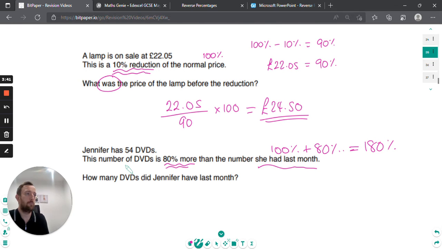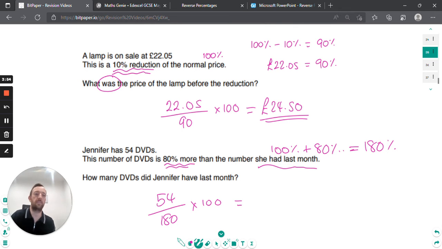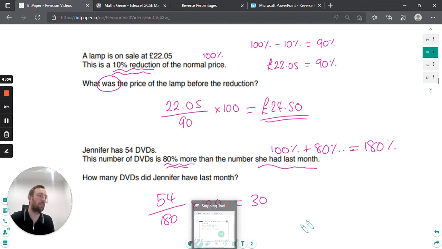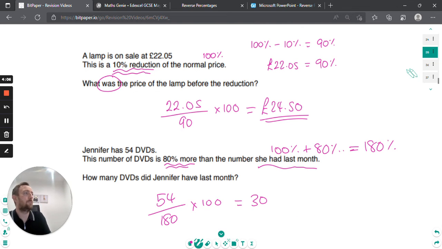So what we're going to do, just like before, we're going to take the amount of DVDs. We're going to divide it by the percentage we've got, which is 180. And then we're going to times it by 100. Okay, the same process all over again. So 54 divided by 180 times 100 is 30. Okay, she had 30 DVDs in the previous month. There we go. We'll just do one more.